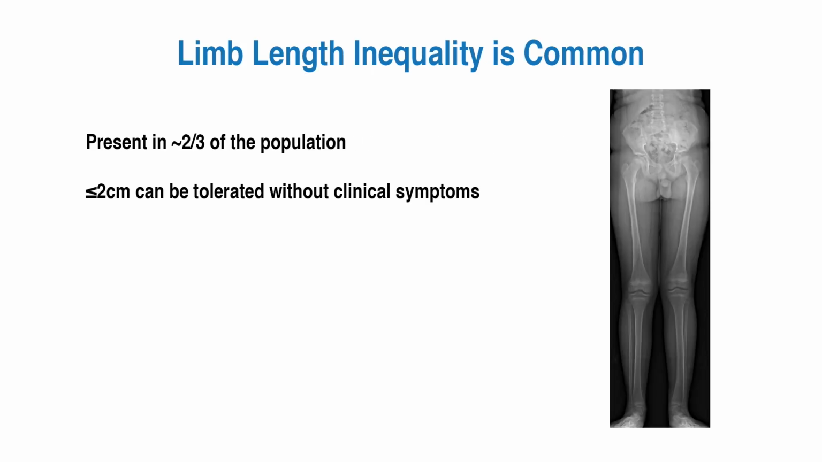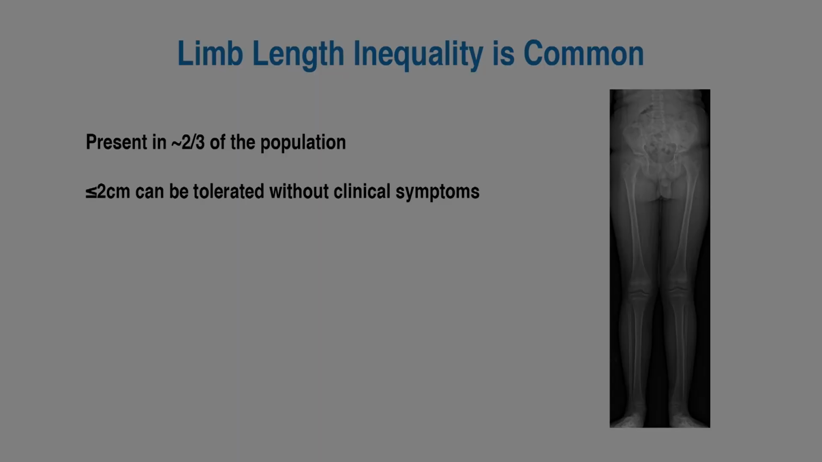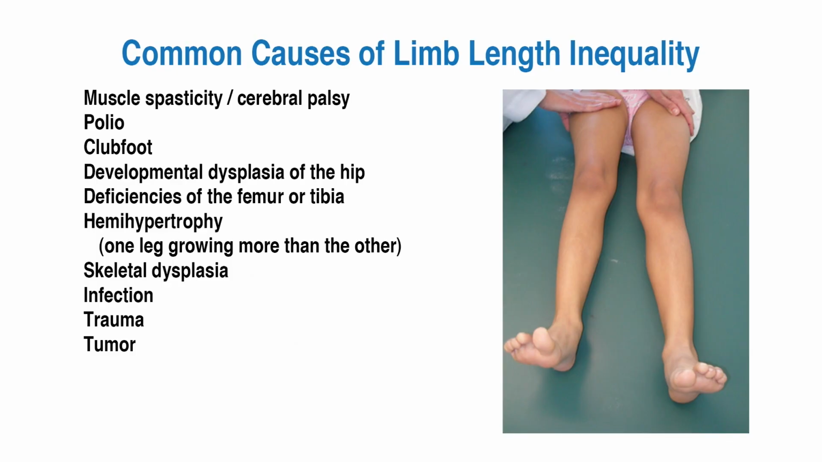Leg length discrepancies are a common finding and are present in approximately 2/3 of the population and can reach up to 2 centimeters without causing any clinical symptoms. Limb length inequalities can have many causes, some of which are listed here. Your treatment will vary depending on the cause of your particular limb length inequality.